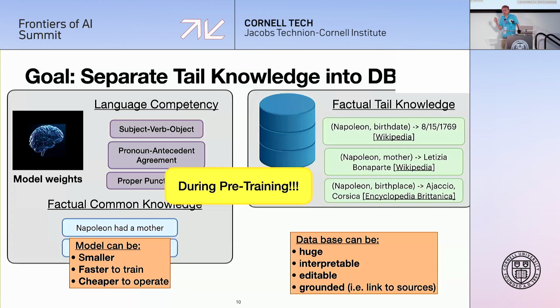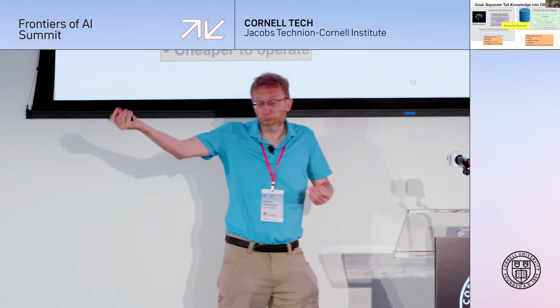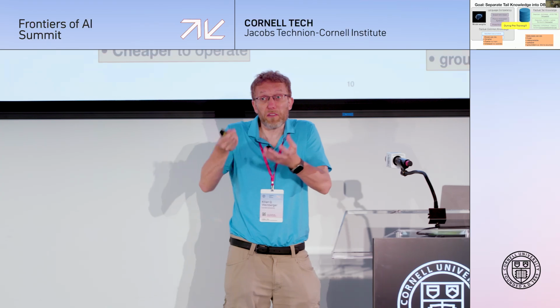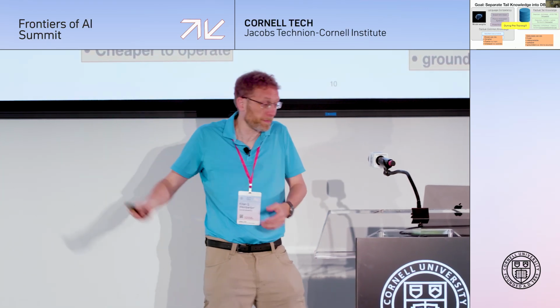And finally, and this is very, very important, when you populate the database, you can put in grounding. You can put in links to where you got the information from. So when the neural network says something and it queries the database, you can actually have a certificate that tells you where that knowledge came from, right?